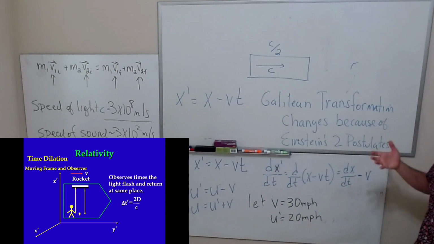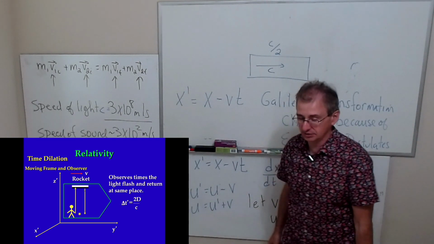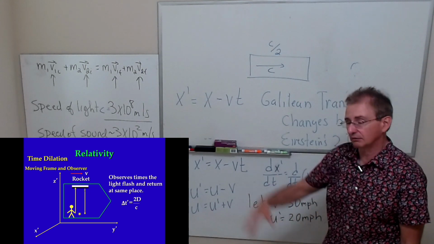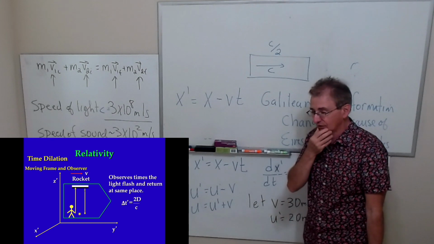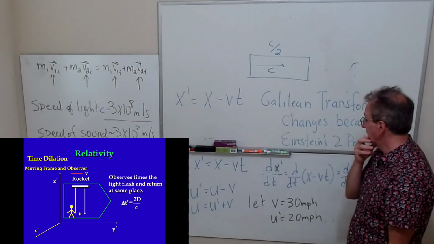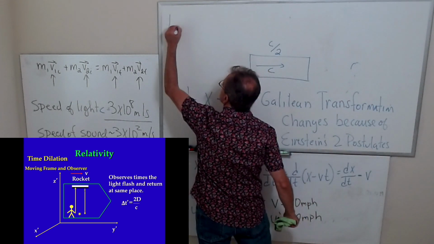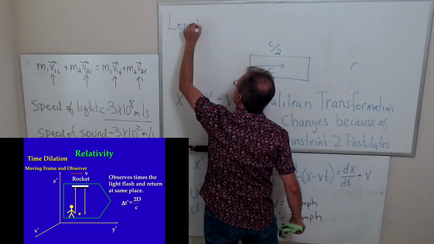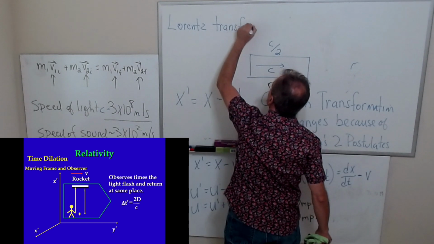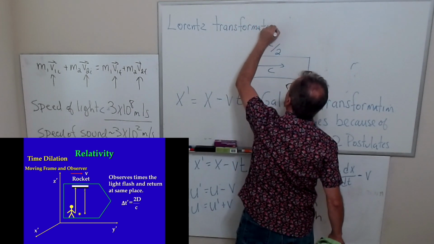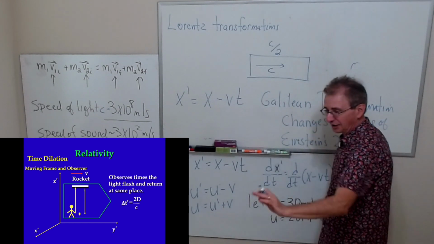And so the correct transformations are called the Lorentz transformations. We'll talk about them later. I'm going to write them down. I'm not going to derive them because it's not of interest for us, at least here. Okay. So what we end up getting is the Lorentz transformations. These are correct. I won't show you the equations yet.